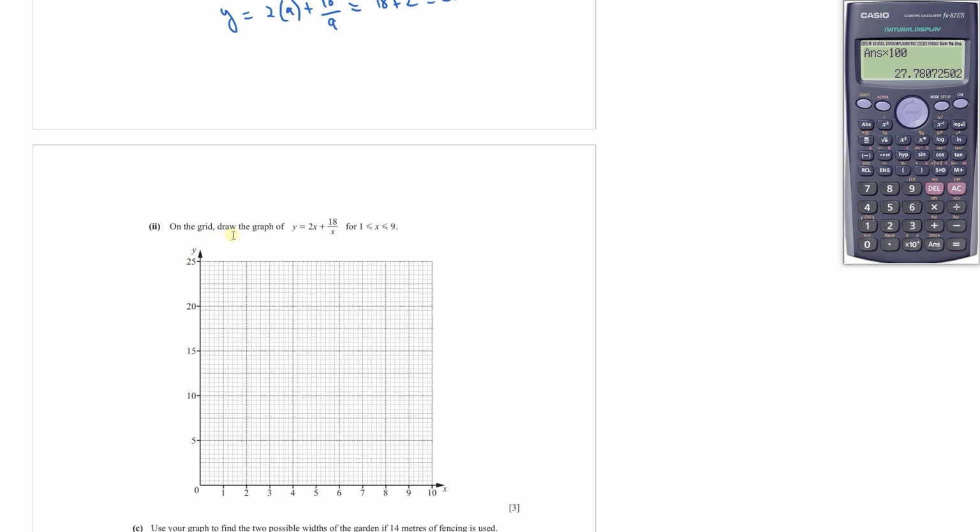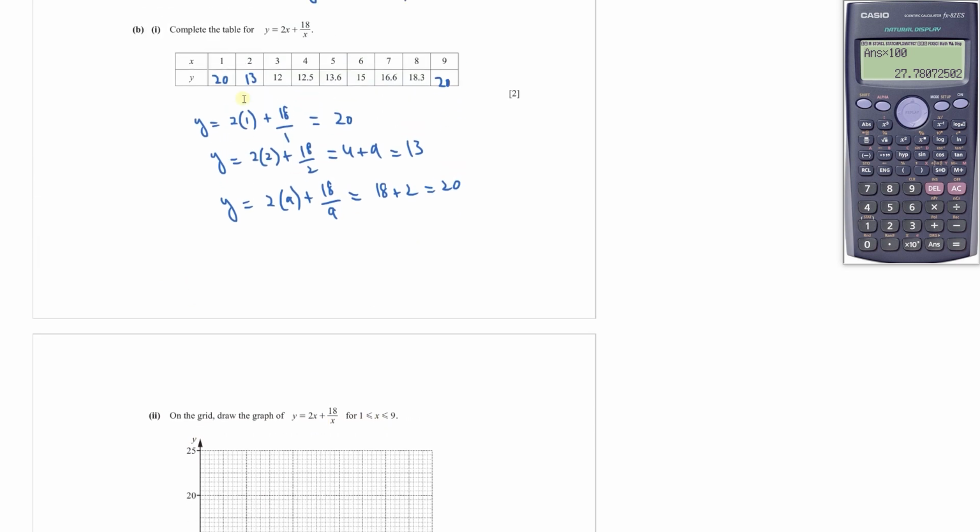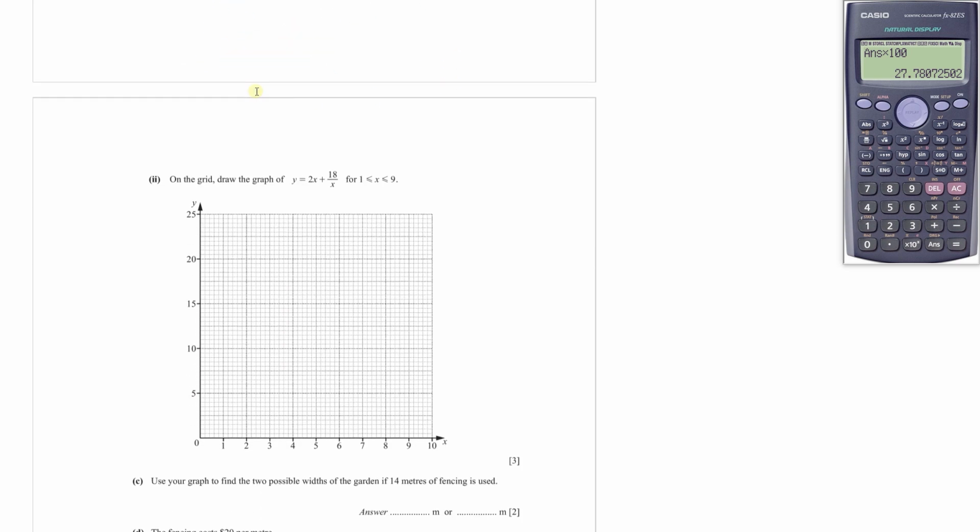Part 2 is on the grid. Draw the graph of this equation for x between 1 and 9. So you have the table here. Let's plot the points from this table into the graph. So the first values are 1 and 20, then 2 and 13. So 1 and 20 will be this value here. Then you have 2 and 13.